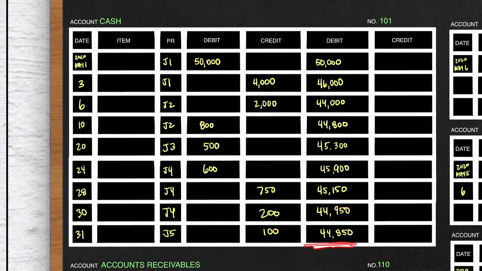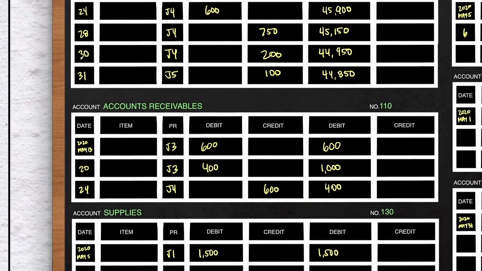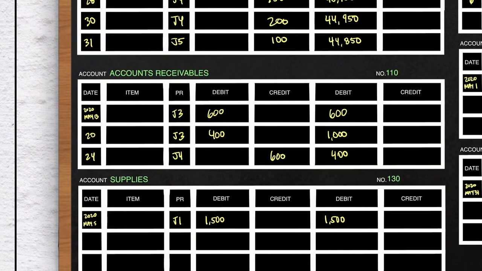It's a minus because it's different. And then finally, 44,950 combined with a credit. That's a minus as well, or you take the difference. And so your final balance is $44,850 for the cash account. Remember, if it's the same, add. If it's different, take the difference.